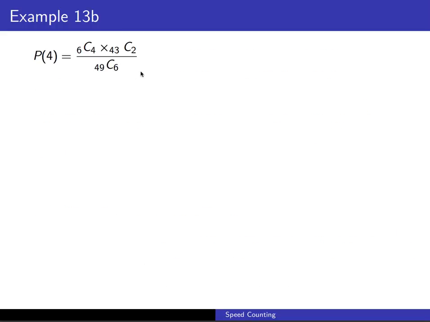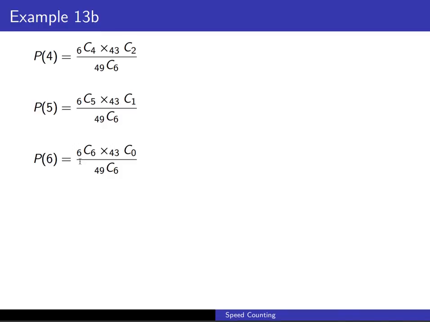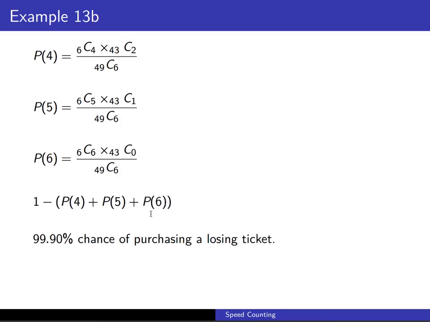So probability of 4 we calculated in the last problem. 5, it's going to be 6C5 because we get 5 numbers out of the 6, and then now we have 1 loser out of the 43 losers. And then notice our denominator is still the same. And then for 6, we picked all 6. We didn't pick any losing numbers. And then out of the total ways there are of picking those, and 1 minus the probability of picking 4 plus the probability of 5 plus the probability of 6. It's about a 99.9% chance of purchasing a losing ticket.